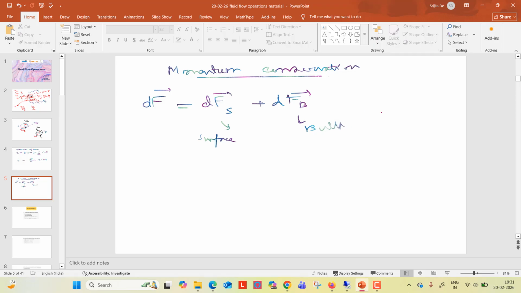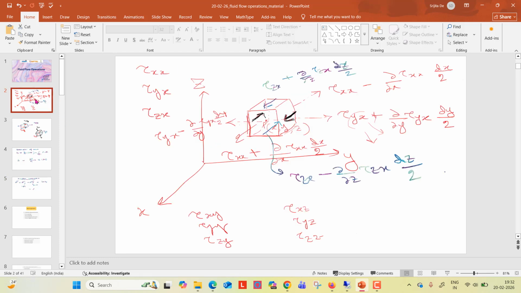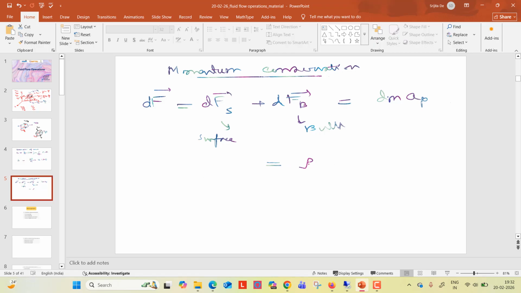Now force can be defined simply as mass into acceleration, right? So how can mass be defined? It is rho into the volume. If you take the control volume as a cube, it has dx, dy, dz, length, width, and height. If you multiply these, this is the volume. So rho into dx dy dz is the dm, and this is multiplied by ap.